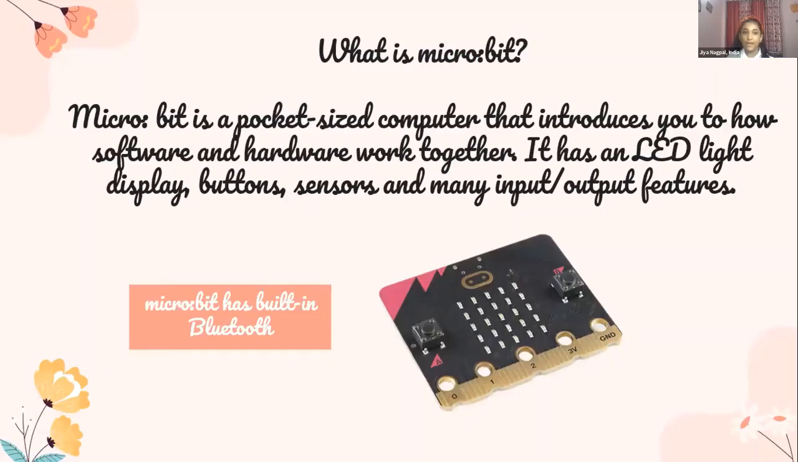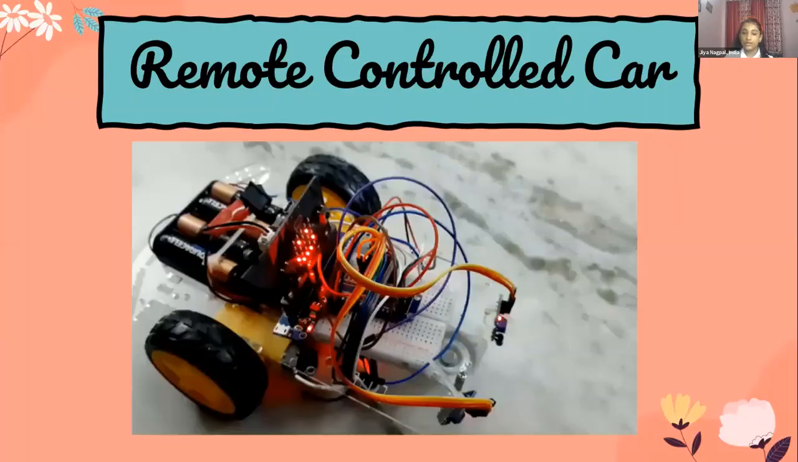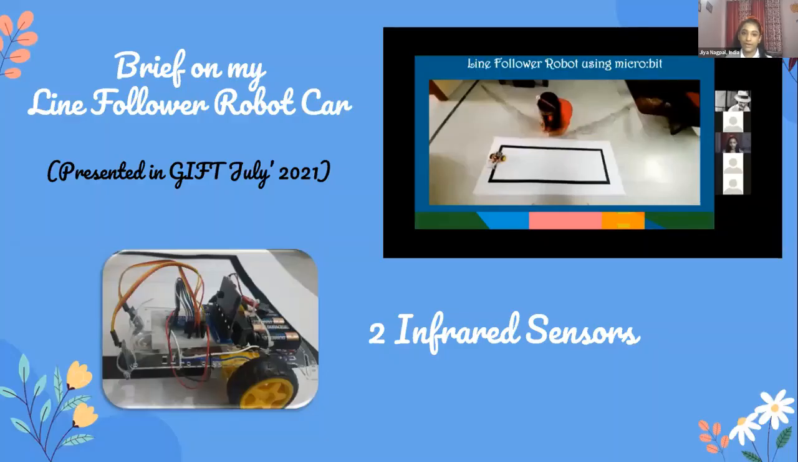What is micro:bit? Micro:bit is a pocket-sized computer that introduces you to how software and hardware work together. It has an LED light, display, button, sensors, and many input-output features. Bluetooth is inbuilt in micro:bit. This is my remote-controlled car. This is my second robot car. But in GIFT July 2021, I shared my line follower robot car.